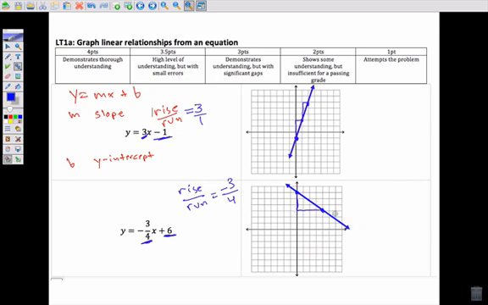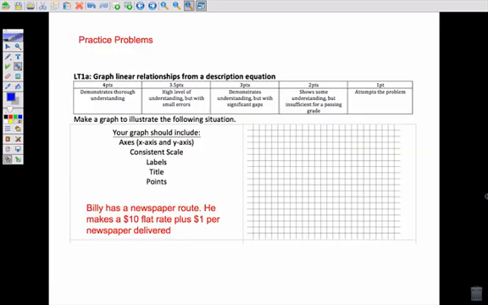So I'll connect them with a straight line, and I'm done. Okay? So that was question number 2 from your test. Now I've got a couple practice problems for you.